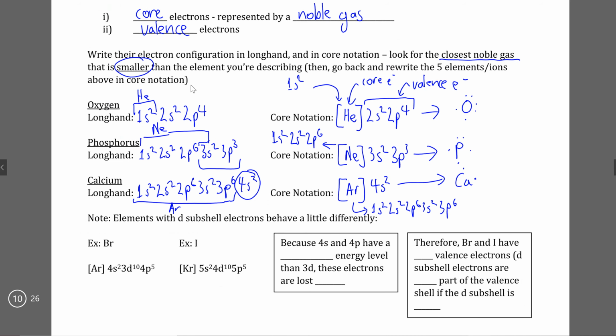This is the usefulness of using core notation, because we can distinguish between the unreactive core electrons and the reactive valence electrons on the outermost layer, and that not only is easier to write and takes less time to write, it also explains why the Lewis structures are the way they are and how we can predictably determine the number of valence electrons.